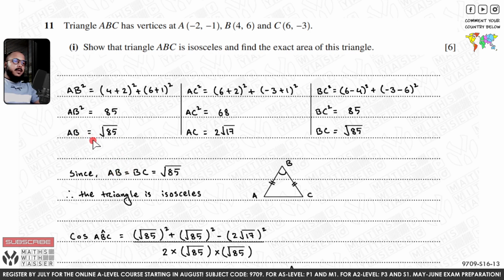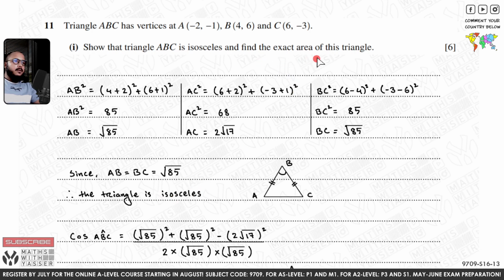Now you can clearly see that AB and BC are of equal length. So therefore the triangle must be isosceles, as AC is different. If AC were the same as square root of 85, it would have been an equilateral triangle. But this is not the case. We have two equal sides and one with a different side length. So this is an isosceles triangle. So this has been proven.